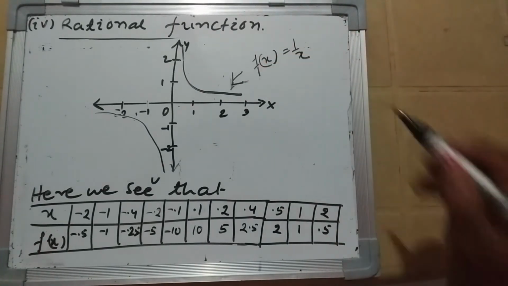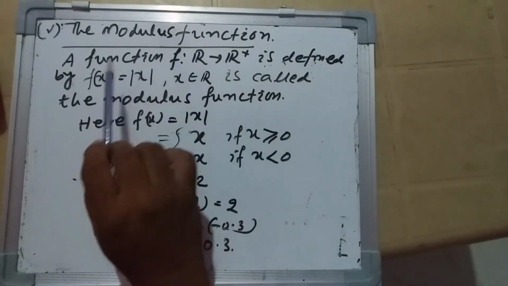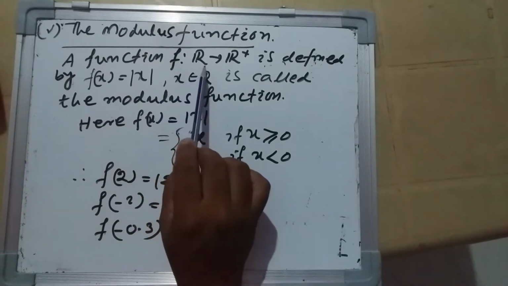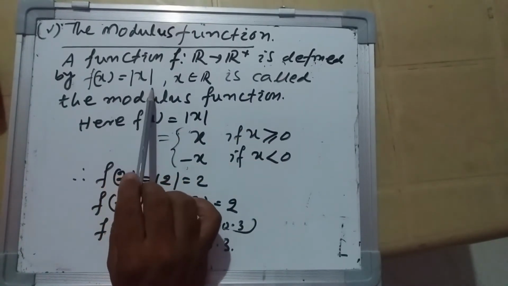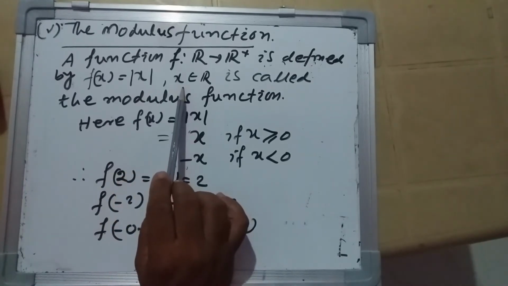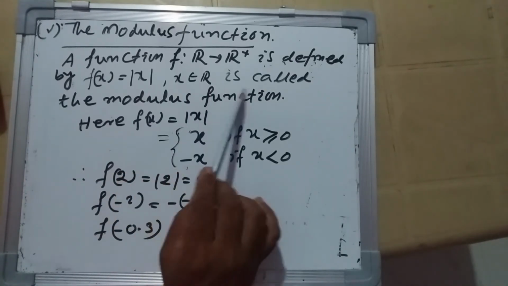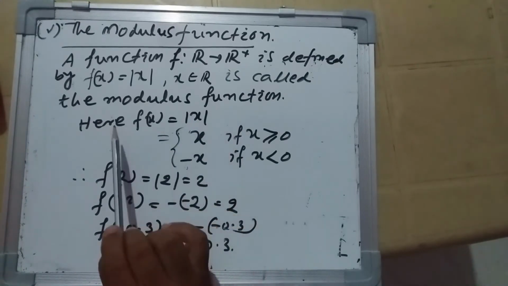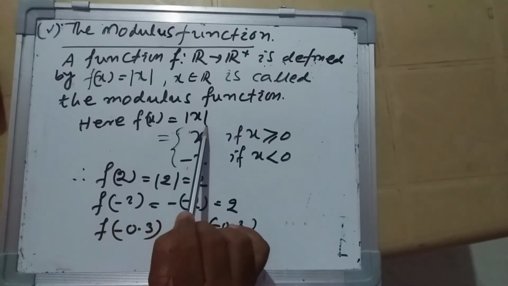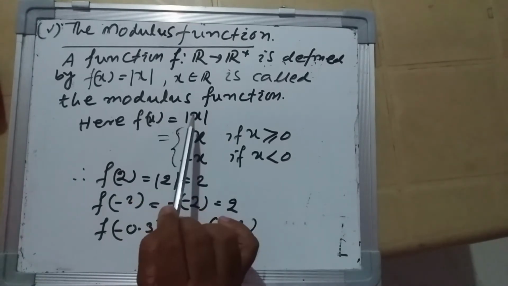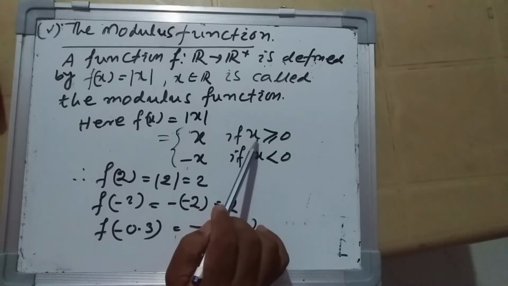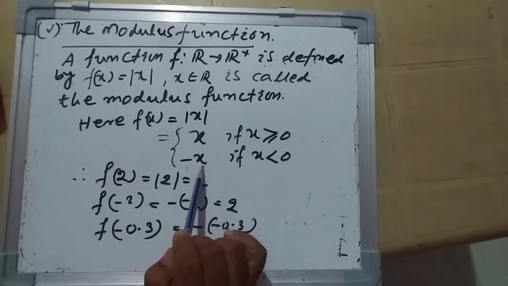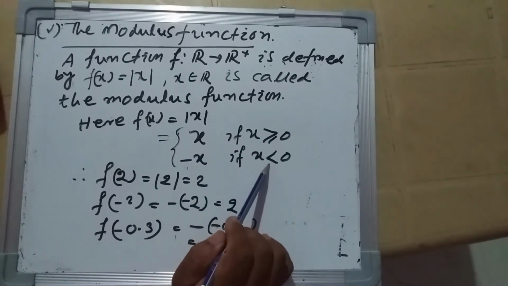This is my function. Come to the modulus function. A function f from the real set to the positive real set is defined by f of x equal to absolute value of x, for x a real number, and is called a modulus function. Here f of x equal to modulus of x. This is known as the modulus symbol. We define it as x if x is greater than or equal to 0, and minus x if x is less than 0.